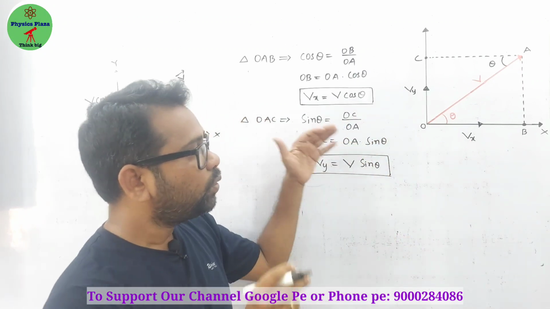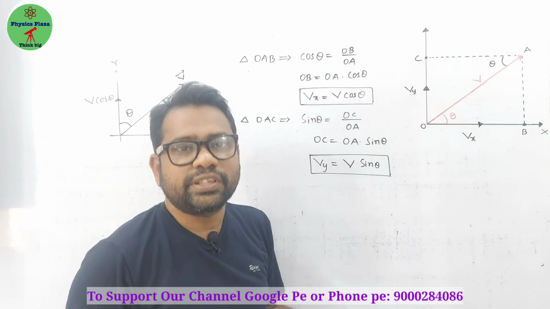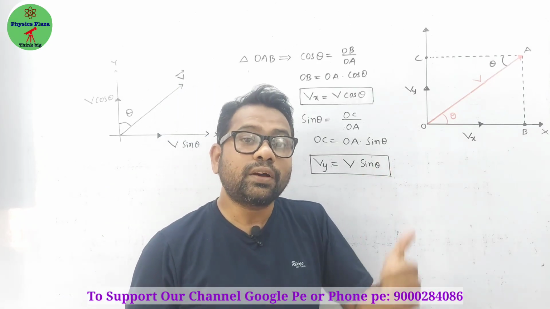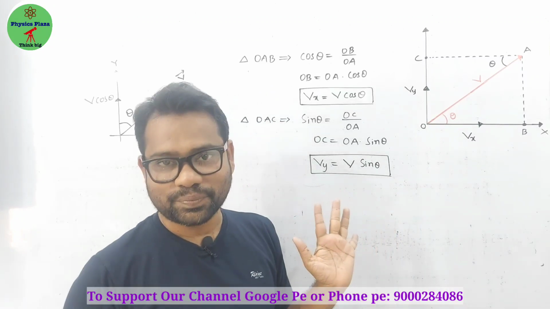So this is how we can resolve the vector into two components. If it is in space, you also get a Vz. Vx, Vy, Vz. Is it clear?